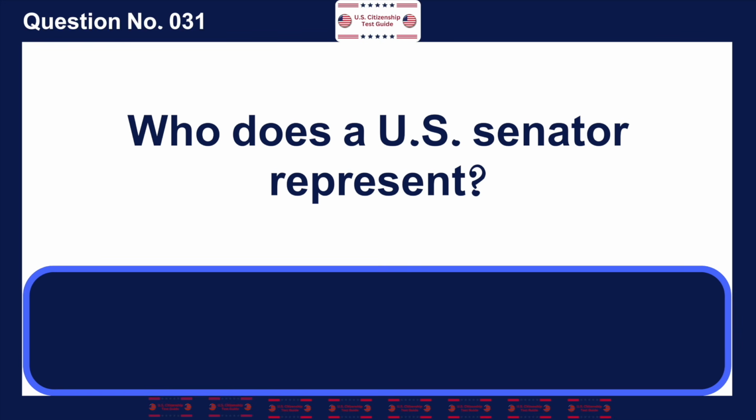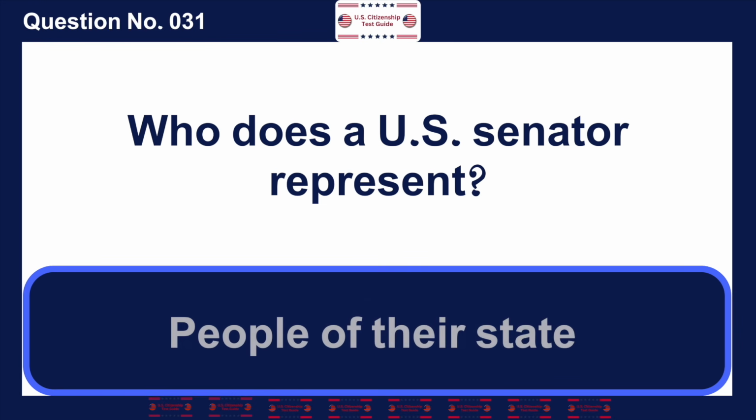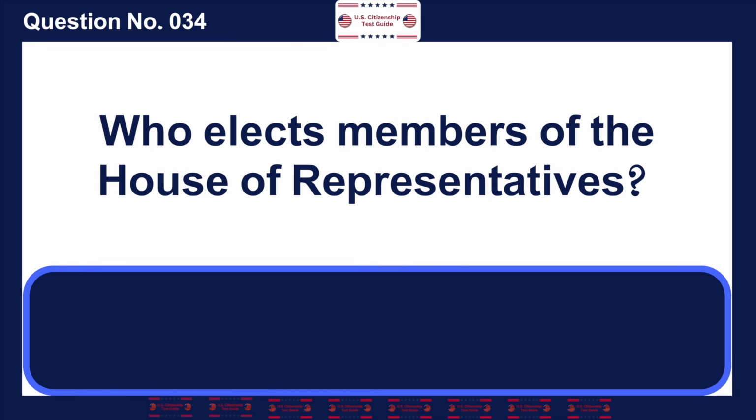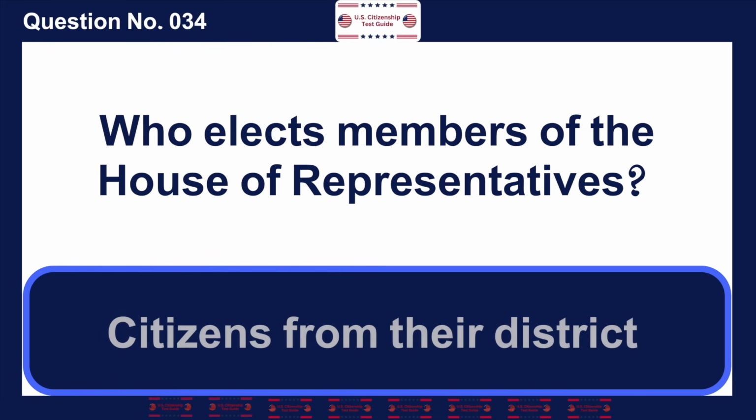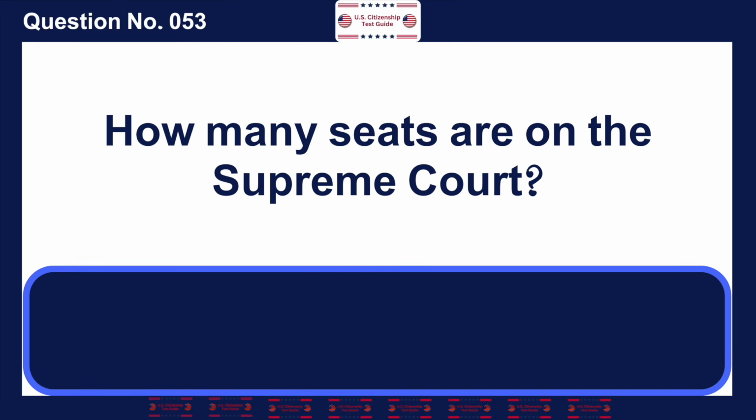Who does a U.S. Senator represent? People of their state. Who elects members of the House of Representatives? Citizens from their district. How many seats are on the Supreme Court? Nine.